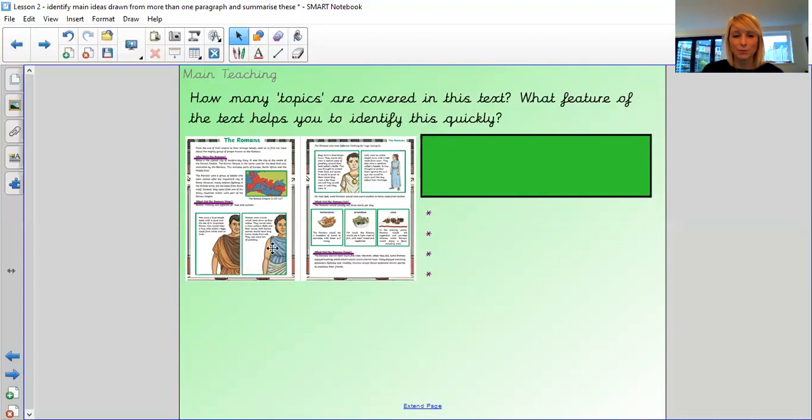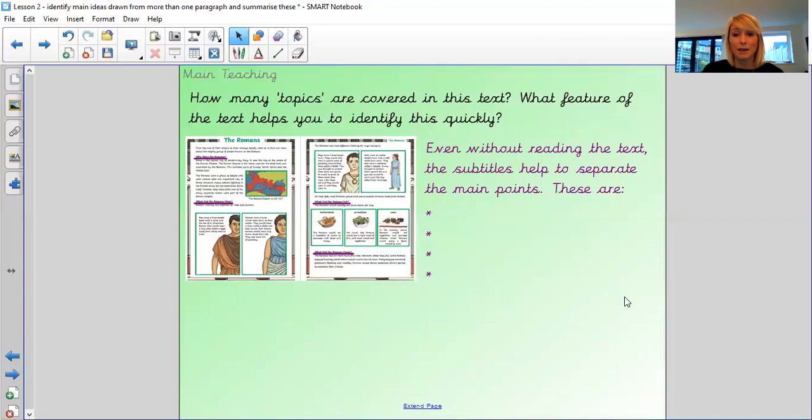I know the image is a bit small, but you've just seen them on the other page. So the subheadings, which are posed as questions, really help the reader to identify what they want to know. So if I was trying to find out what did Romans eat, I wouldn't necessarily need to read the whole 2 pages. I could just read the section on what Romans eat. So the subheadings are really helpful in finding the information you want. So it says, even without reading the text, the subtitles help us to separate the main points. Okay, so these are basically our 4 subheadings.